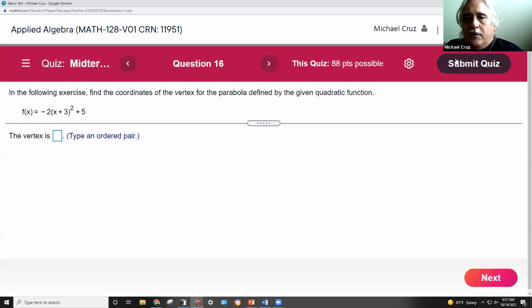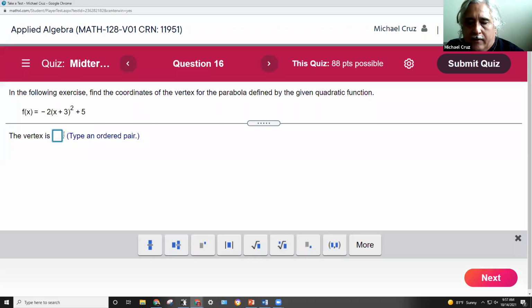All right, this is an easy one. The vertex. Remember, when it's inside like that, it's the opposite. So it's -3 and then 5, exact same sign. That gives us the vertex. When it's in this form, that's the easiest thing to figure out, the vertex.